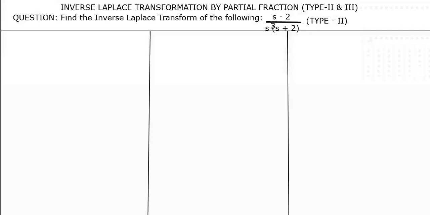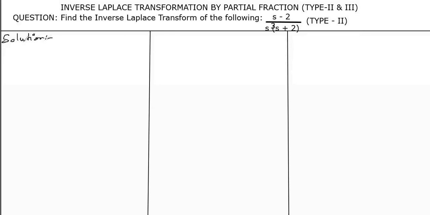Hello students, today we are going to see the topic inverse Laplace transform by partial fraction. In this video we are going to see two types, type 2 and type 3. The question of type 2 is: find the inverse Laplace transform of the following, s minus 2 over s cube times s plus 2. So this is the question I have taken for type 2. Let us start the solution.